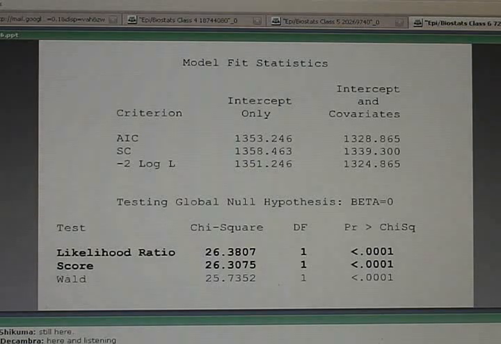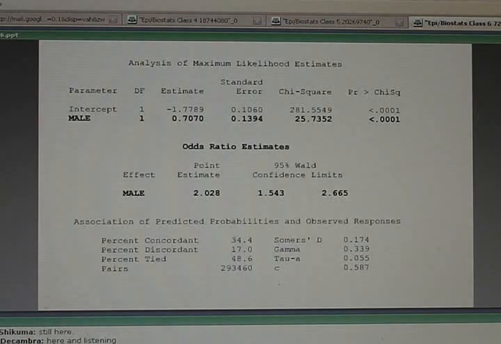But realize all we've done so far is to show you that for a 2x2 table, if you fit a logistic regression model containing only the row variable of that table, more importantly, you get the same odds ratio. The coefficient of male is 0.7070. Remember, that's the log odds ratio. You turn that into an odds ratio, you get the same odds ratio we had before. And the confidence interval we get is the same confidence interval we got before.